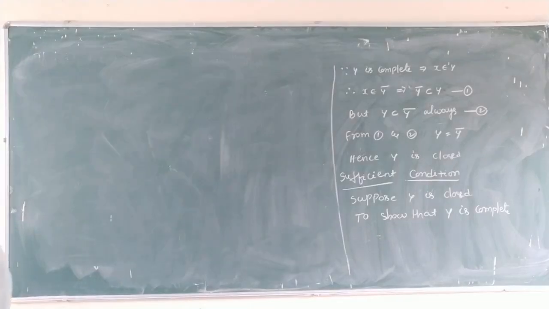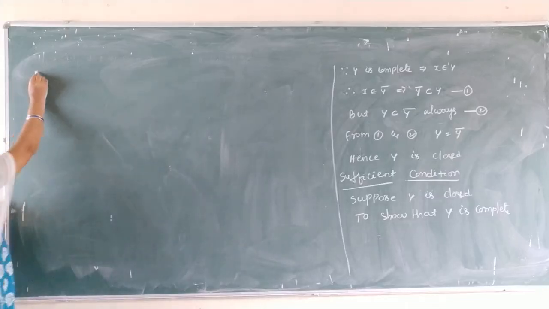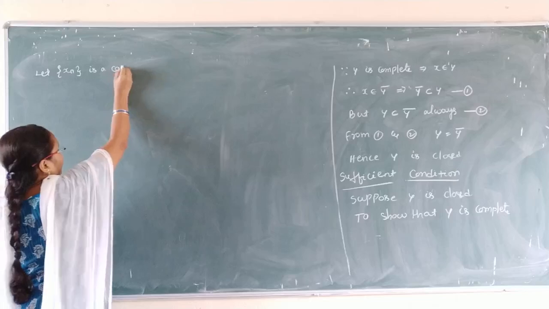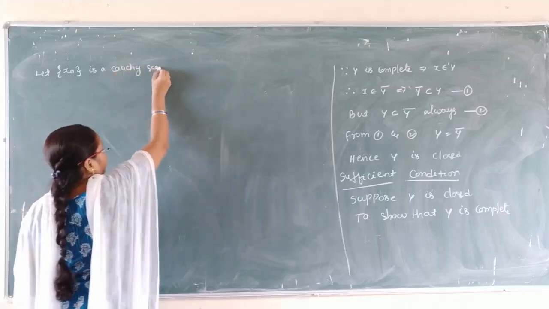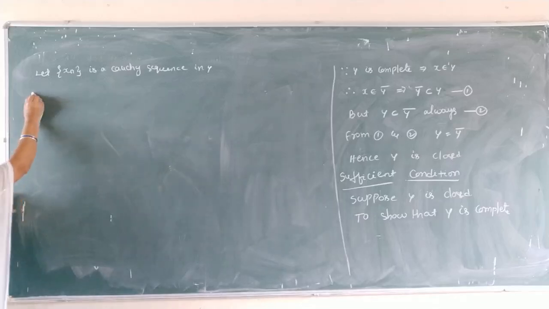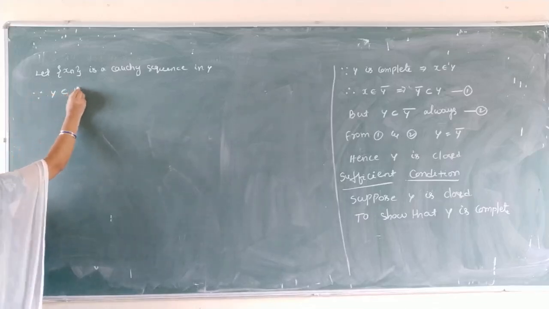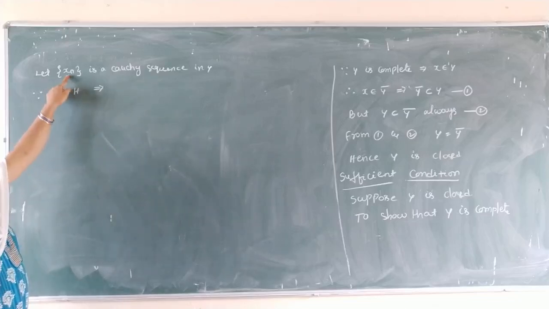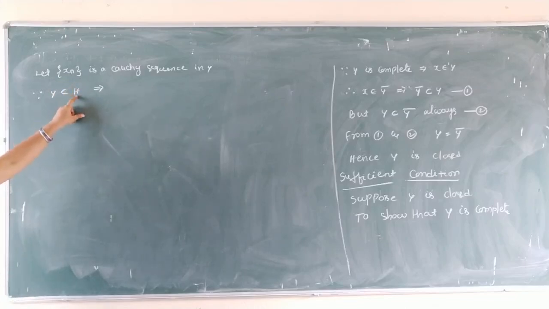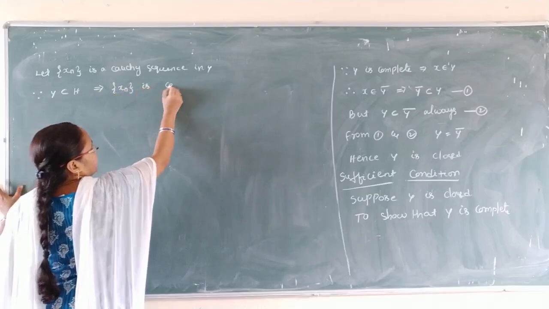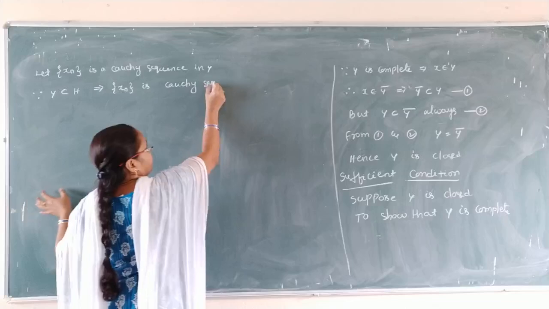Now we are taking one Cauchy sequence in y. Let the sequence xn be a Cauchy sequence in y. y is already a subspace of H. Since y is a subset of H, all the elements of y are in H. An element of y is xn, so xn belongs to H, which implies xn is a Cauchy sequence in H.